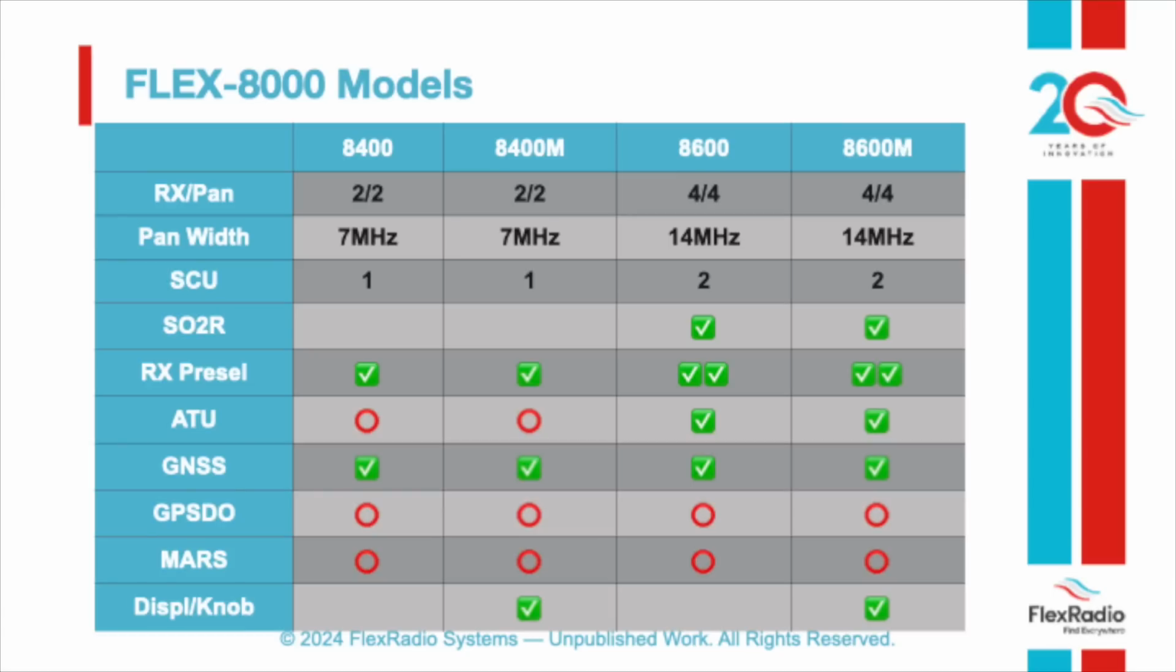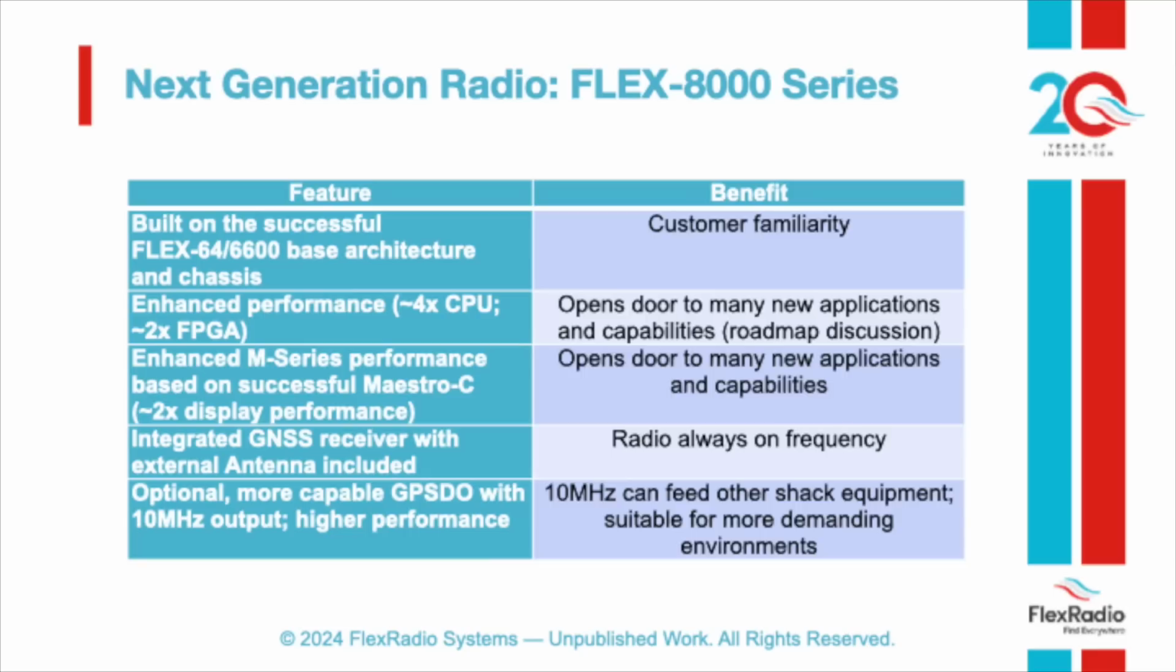Only the 8600 is capable of doing SO2R, and you can see where we have the O's here that these are options. So the antenna tuner is an option on the 8400. It's standard on the 8600. We have an integrated GNSS receiver on all these radios, but there's a GPS disciplined oscillator that's an option. I'll spend a very brief amount of time talking about that, and if you want to ask additional questions, we can talk about it.